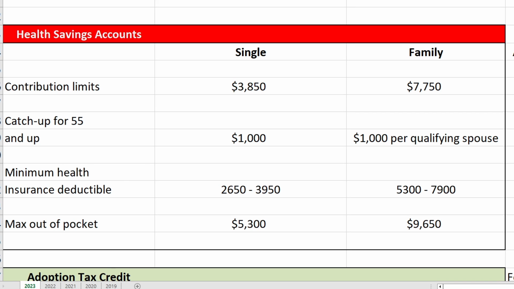So just remember that HSAs are fantastic, but you have to have a high deductible health insurance plan in order to be able to put money away in these types of savings accounts. But it's one of the few things that has no income limit threshold. It's absolutely worth taking advantage of if you qualify, because it's basically saving you money in taxes and saving you money on medical expenses. It's a no-brainer. It just doesn't make sense not to do it.